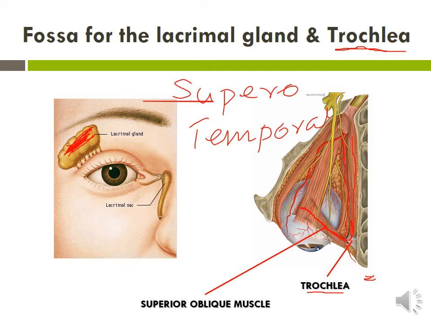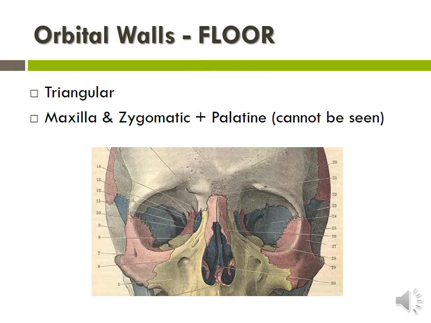So your trochlea will come somewhere like this. This is the position where the trochlea will come, or maybe slightly lower down. This is the position where the trochlea will come, and the superior oblique muscle will pass through it and will attach on the eyeball somewhere here. Not on the eyelid. Imagine behind the eyelid, that is on the eyeball. Right, so we discussed the roof.